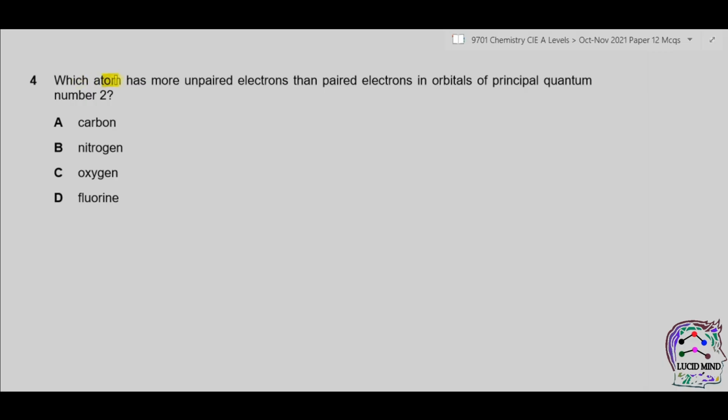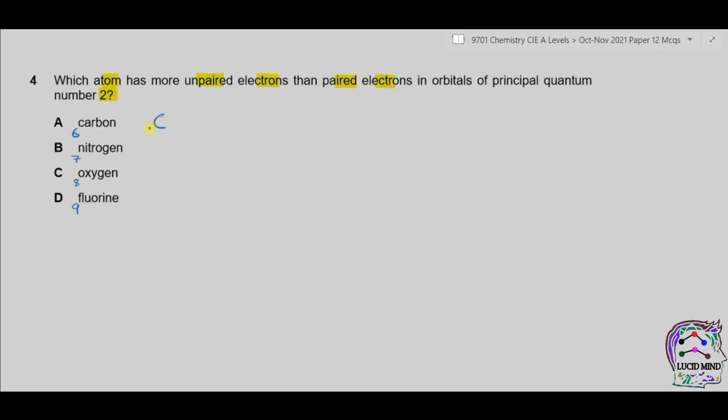Question 4. Which atom has more unpaired electrons than paired electrons in orbitals of principal quantum number 2? We have carbon, whose atomic number is 6, nitrogen, atomic number 7, oxygen, 8, and fluorine, 9. Let's do the electronic configuration.